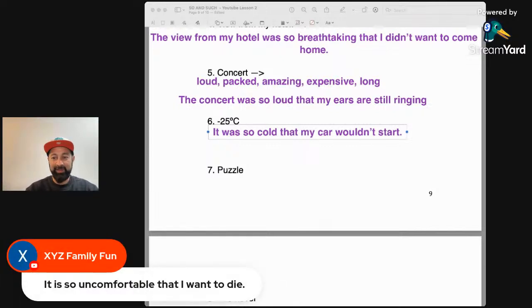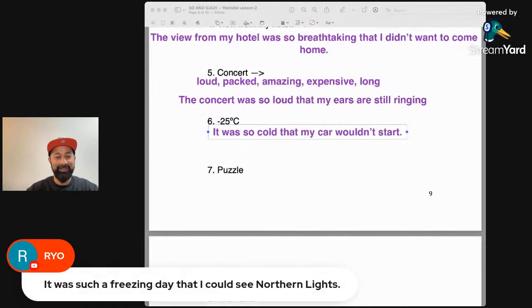XYZ has an answer. It is so uncomfortable that I want to die. Oh no. Minus 25 degrees Celsius. Yes, if you are out in that type of weather, it's not fun at all. It does feel very bad. But not that you want to die, I think. Dio says it was such a freezing day that I could see the Northern Lights. The Northern Lights are a specific light. They're a specific noun, so we use the.